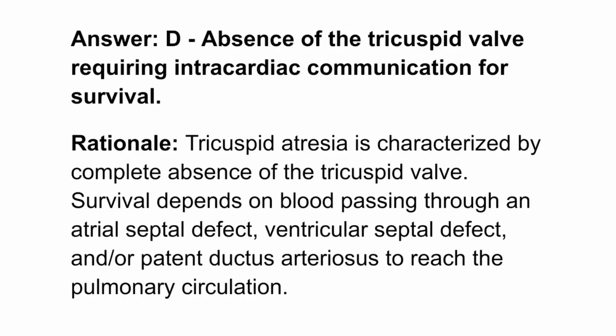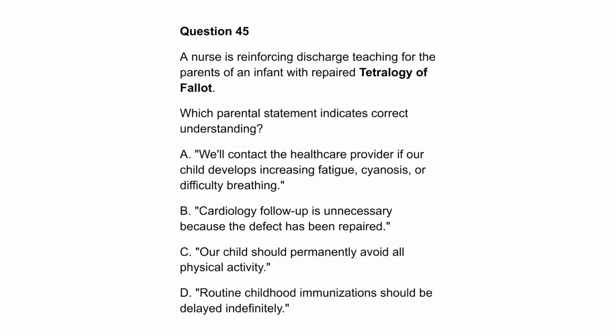Rationale. Tricuspid atresia is characterized by complete absence of the tricuspid valve. Survival depends on blood passing through an atrial septal defect, ventricular septal defect, and/or patent ductus arteriosus to reach the pulmonary circulation. Question 45. A nurse is reinforcing discharge teaching for the parents of an infant with repaired tetralogy of Fallot. Which parental statement indicates correct understanding?